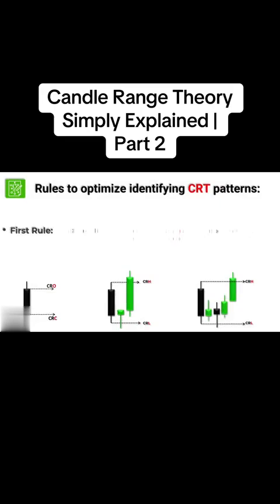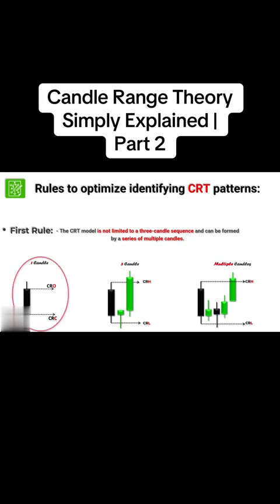The first rule: the CRT model is not limited to a 3-candle sequence and can be formed by a series of multiple candles or even just one candle. For example, in this candle series, we can see that multiple candles are formed to hit the range candle's highest point. So, the price formed a range candle followed by an inside bar. Then, we had a sweeping candle that swept below the range with a shadow, and then the price formed multiple candles until it touched the high of the candle range.